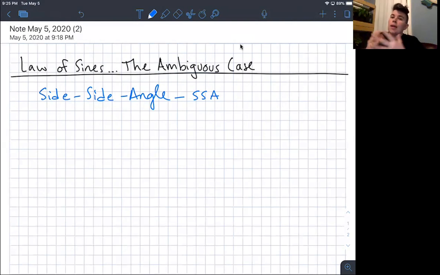So I don't know, am I going to have one solution, two solutions, or no solution? Those are my options for the law of sines. I know I mentioned in my video last time that I just want you to do the math and try it.